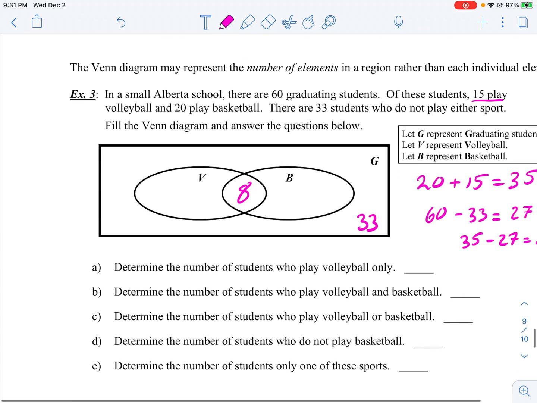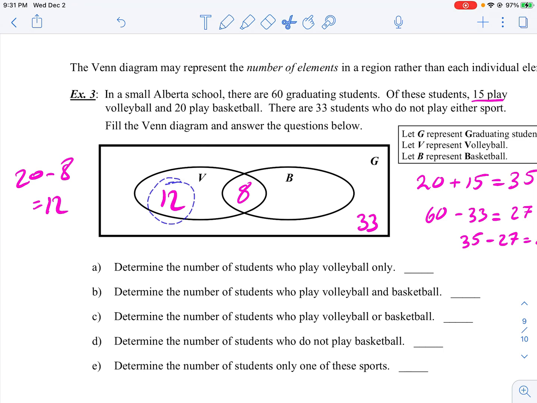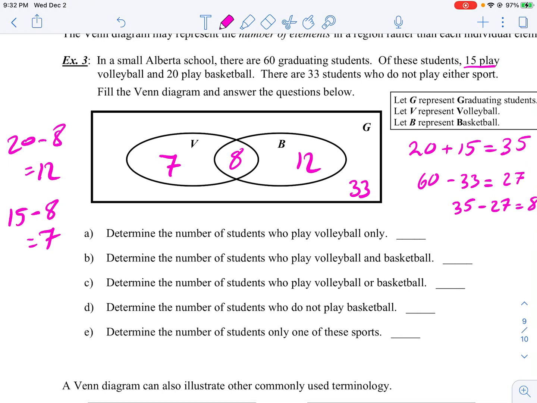Once we've got our 8 students, we know that there's 20 in this whole Venn diagram, or in this whole circle, that whole set. So we just take 20, subtract 8, we're left with 12 that only play basketball. Similarly, the volleyball is 15 minus 8. We get 7 that only play volleyball.